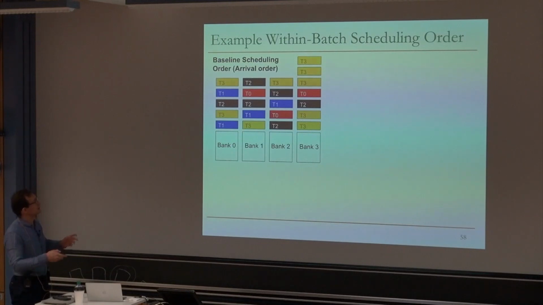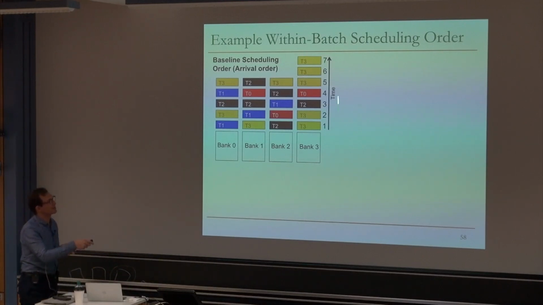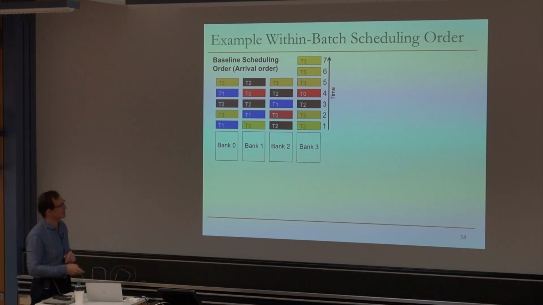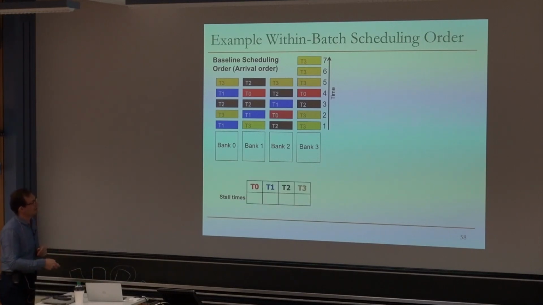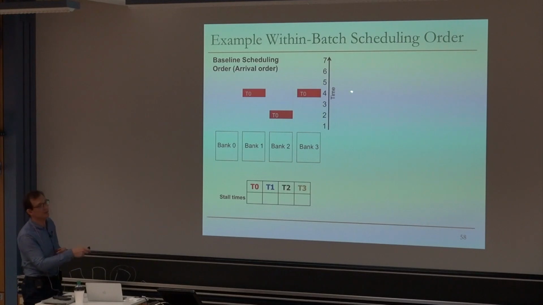Okay, so let's take a look at the stall time of the threads with the baseline scheduling order first. Baseline means oldest first in this case, and assume that the threads over here are older. So this is the time of the scheduling. I'm going to simplify things and assume each request takes one time unit. The stall time is dictated by the service time of the last request for a given thread. So for thread 0, the last request is serviced after 4 time units.